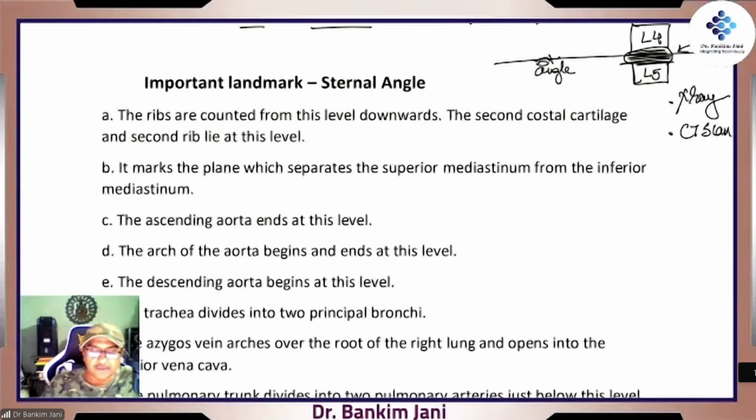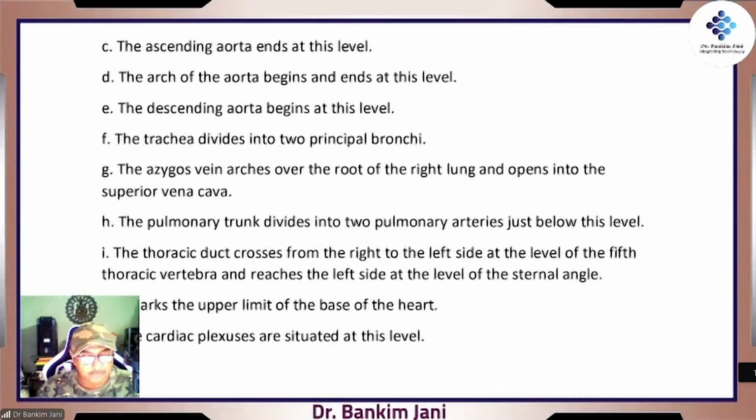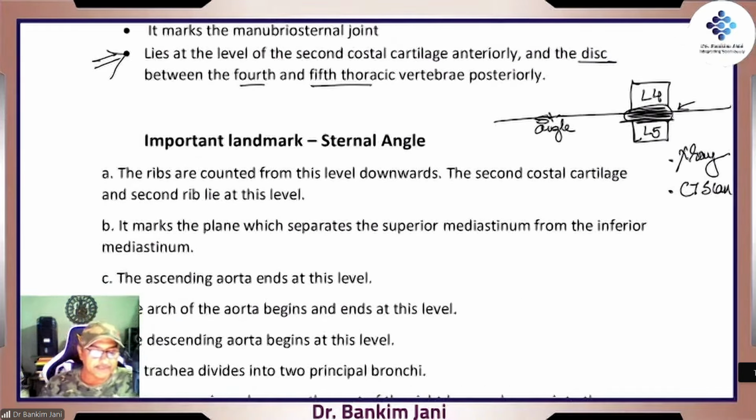We said that this sternal angle is important. 1, 2, 3, 4, 5, 6, 7. So many. Yes, they are. The ribs are counted from this level onwards because this is so precise. Now, start feeling in parallel. You must feel that prominent ridge. That is your sternal angle. And just laterally, when you take your hand, you will find that the two sides you are getting is the second costal cartilage.